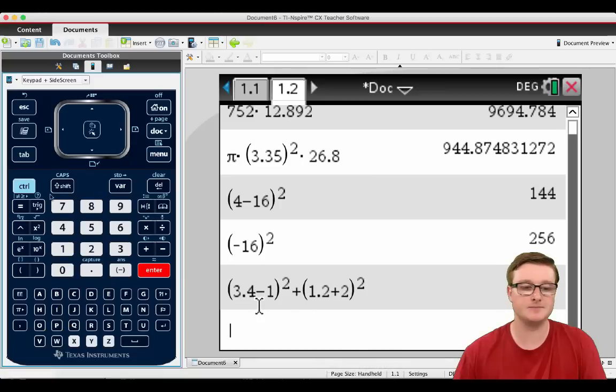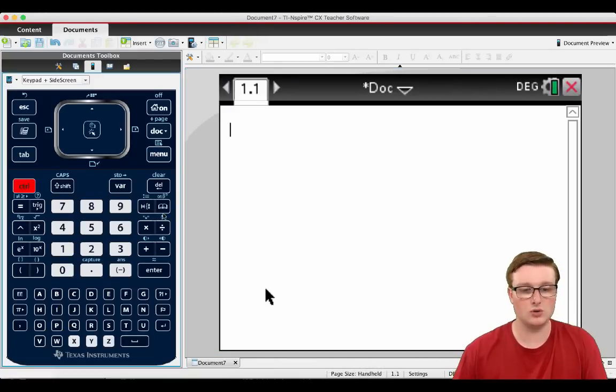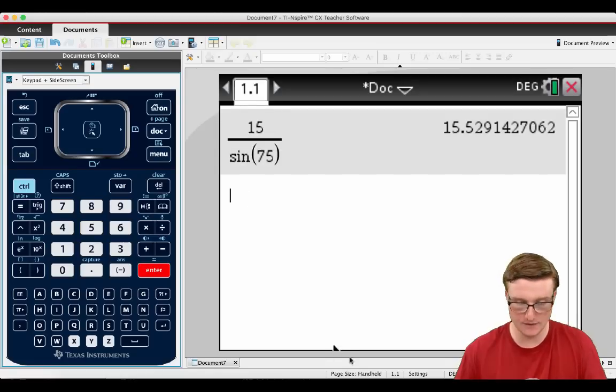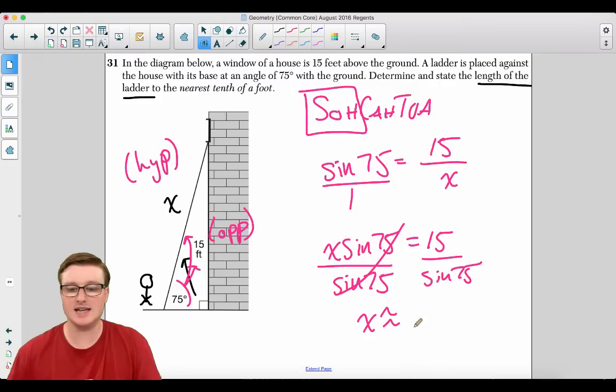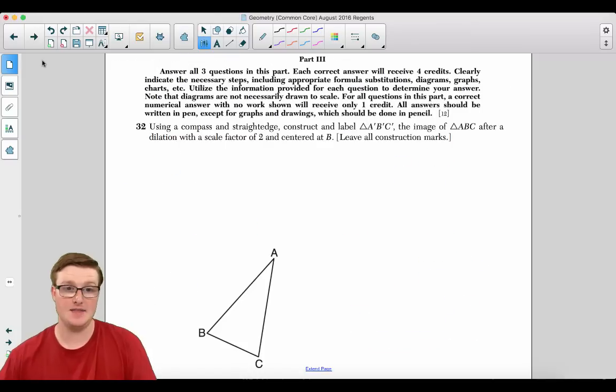So go to my calculator. I'm actually going to clear this out. Control division, 15 over the sine of 75. And we get 15.5. The question says round to the nearest tenth of a foot, so x is approximately equal to 15.5, which is your answer. And that concludes the part 2s. Moving on to the part 3s.